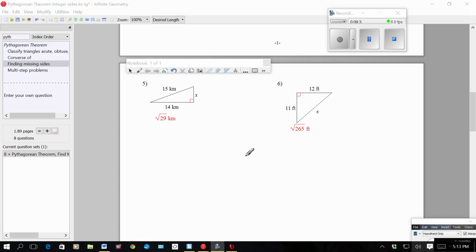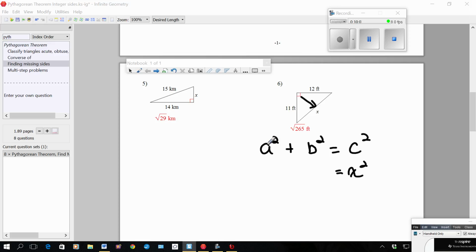So what I'm going to do is use the Pythagorean theorem. The Pythagorean theorem tells me if I take one leg squared, add it to another leg squared, it should equal my hypotenuse squared. Always find your hypotenuse first. There's my hypotenuse. So I'm going to replace c with x. And over here I'm going to replace my two legs with these two legs.